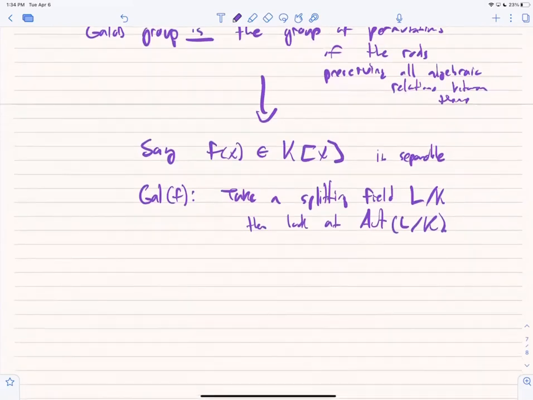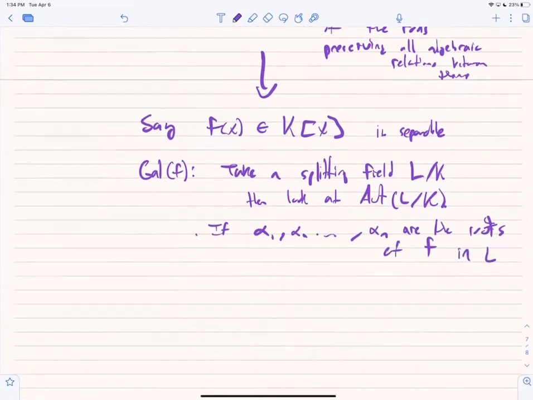But what does it mean to have a splitting field? I'm looking at the automorphisms of L over K acting on the roots alpha 1 through alpha n. These are the roots of f in L. So when I say the Galois group of f, I mean literally the automorphisms of the splitting field, as they act by permutations of the roots of f in that splitting field.